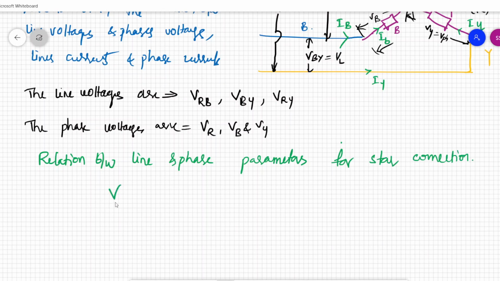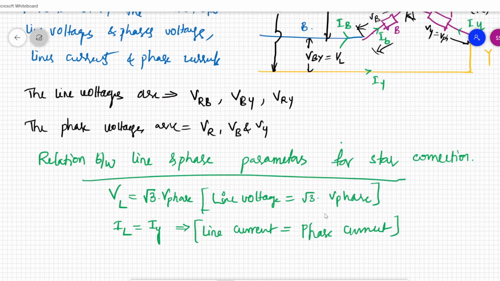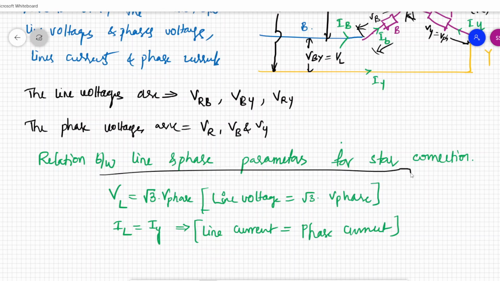Okay, so here line voltage equals √3 times phase voltage, and line current is same as phase current. Okay, so this is line current equal to phase current in star connection, and here line voltage equal to √3 times phase voltage. This is about star connection. So this is a very important relation. This is the relation you must remember for star connection.